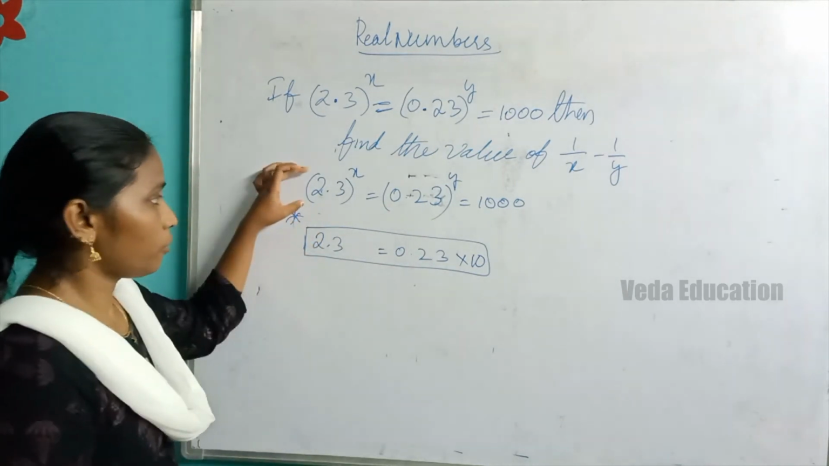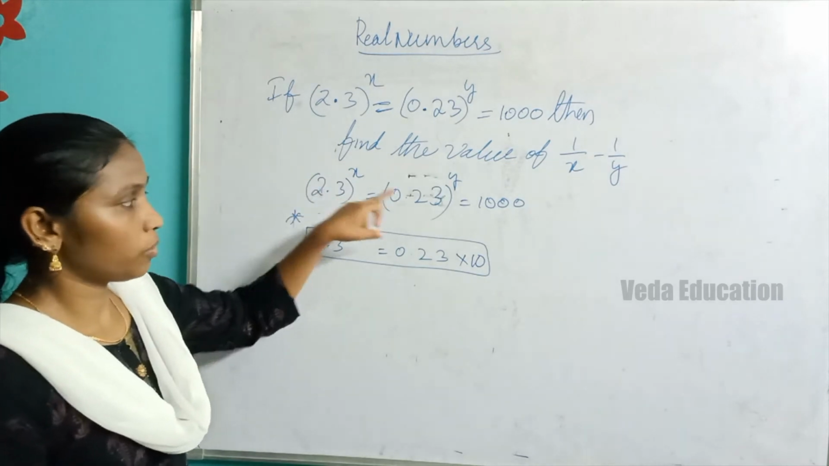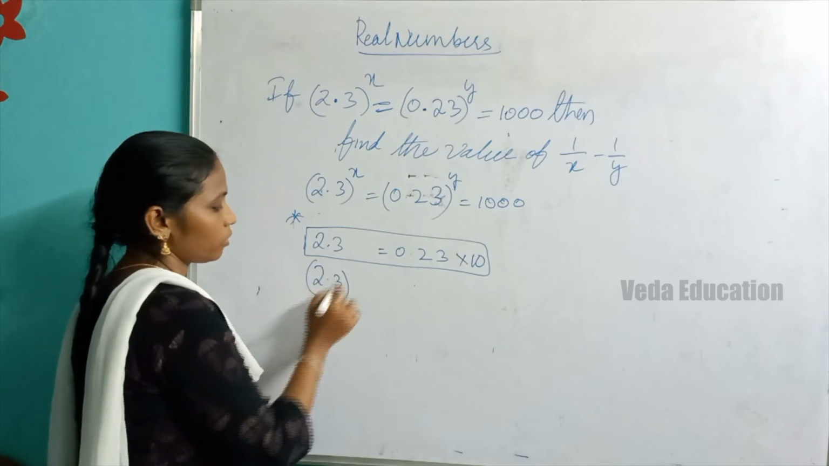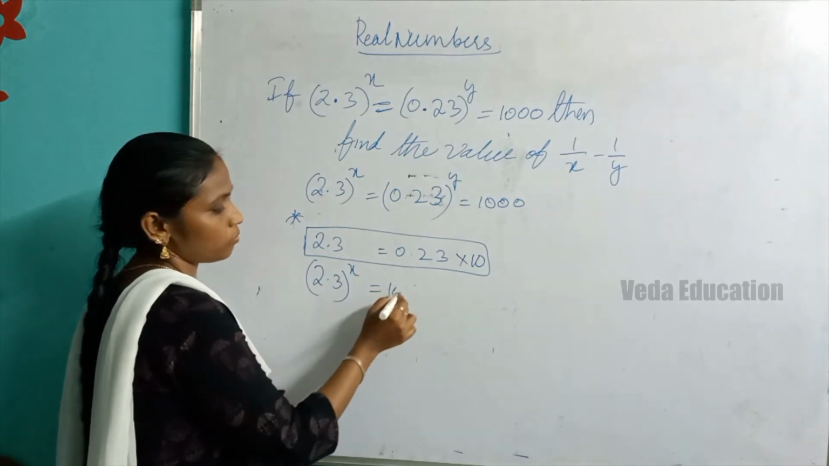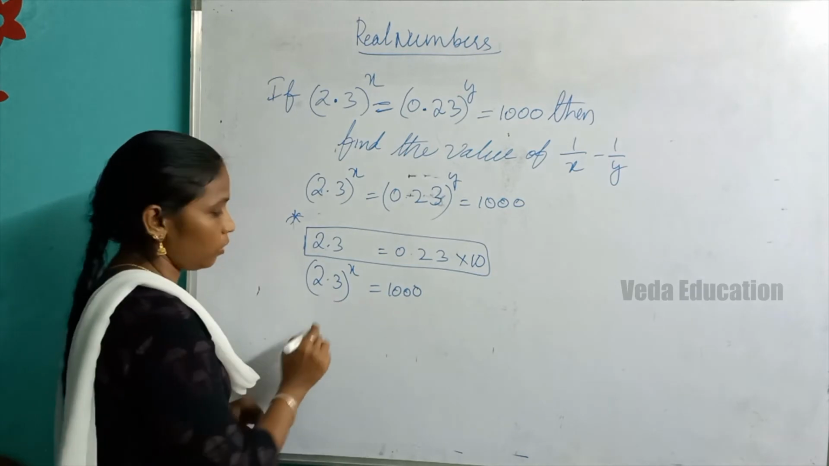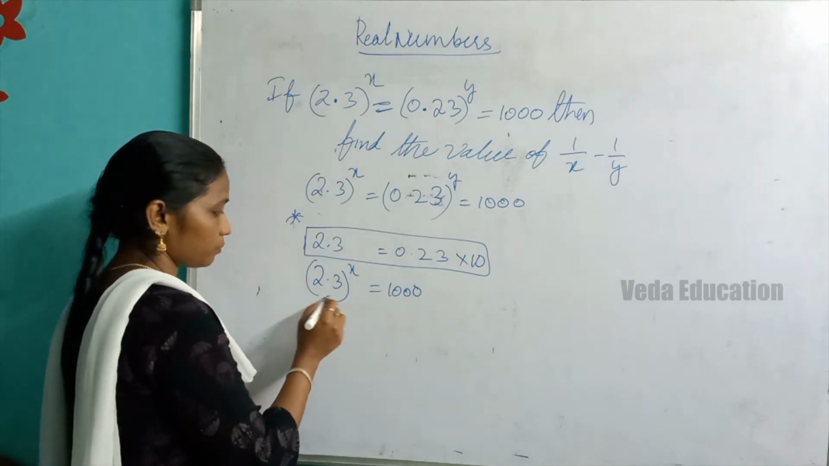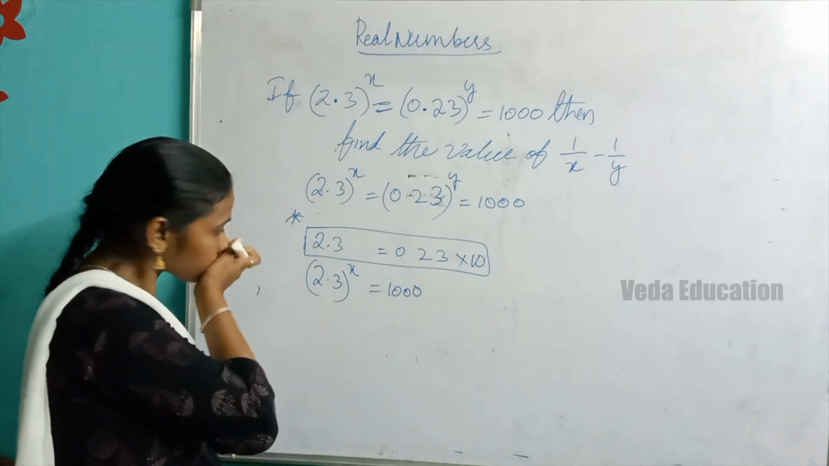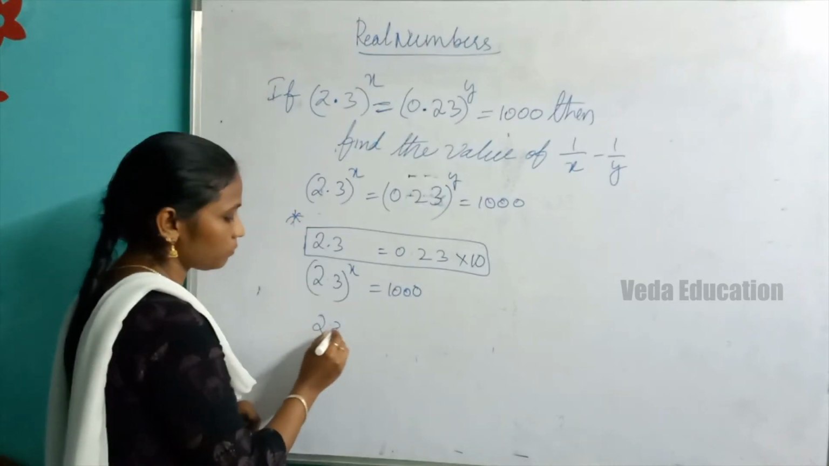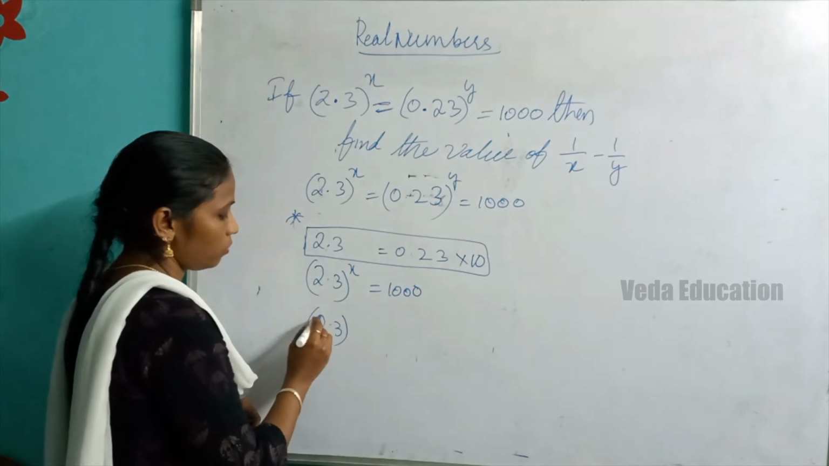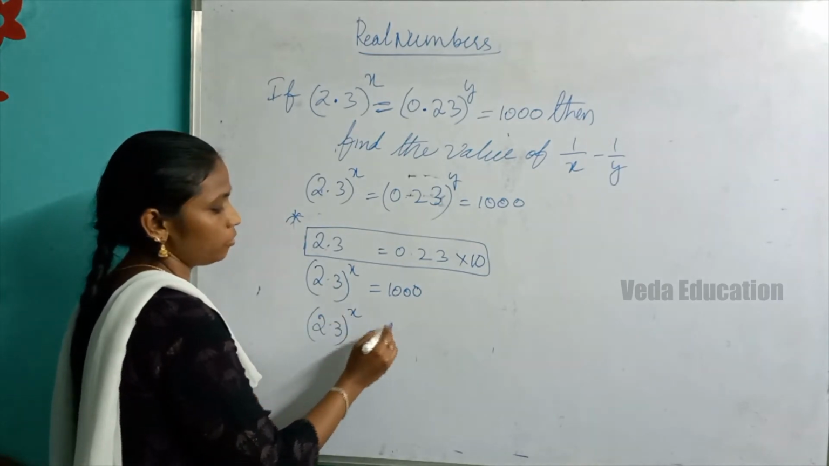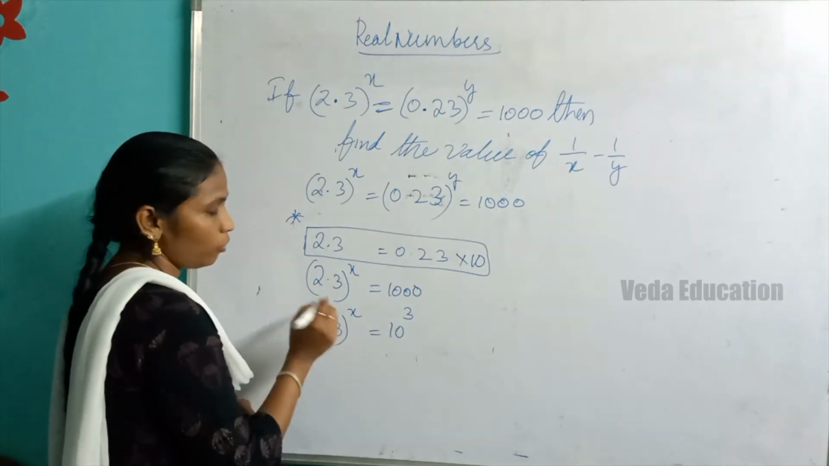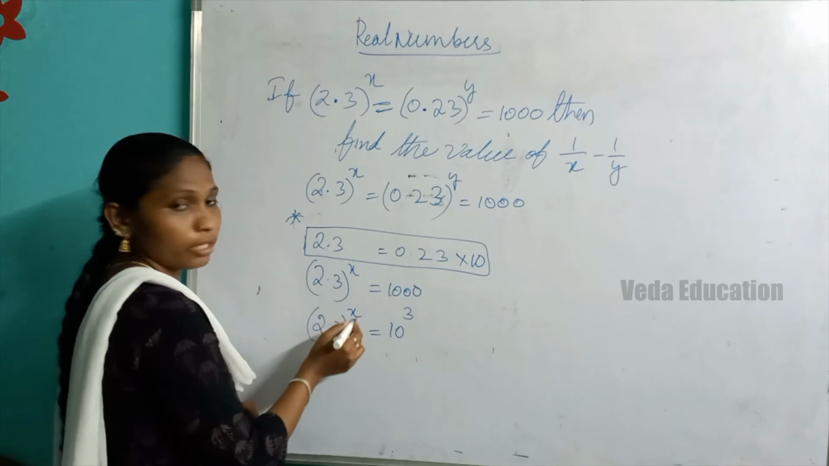Now I am going to discuss this problem. Now 2.3 whole to the power of x equal to 1000. I am equating 2.3 whole to the power of x equal to 1000. Now here, write in exponential form: 2.3 whole to the power of x equal to 10 to the power of 3, and we only require 2.3 here, no need of this exponent.